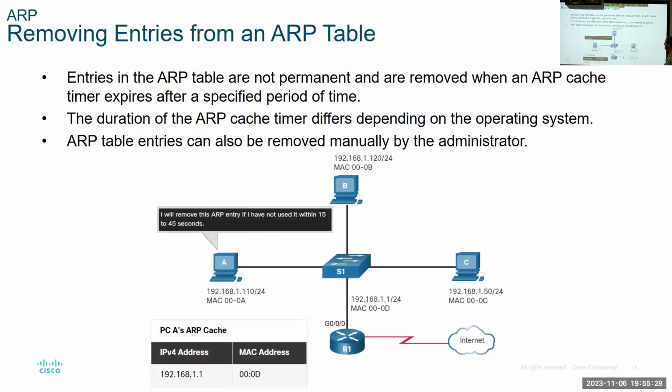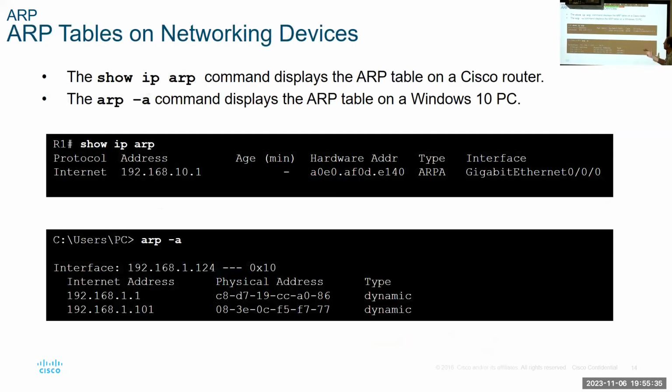So again, entries in the ARP cache expire periodically. The command on a router is show ip arp. On a PC, arp -a to display, arp -d to delete.